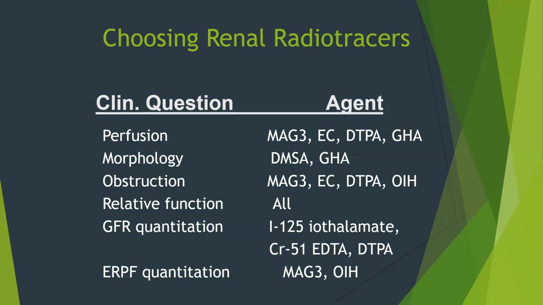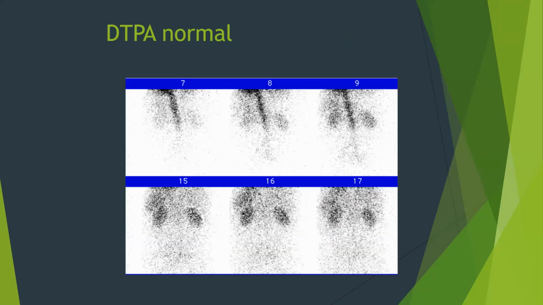For relative function, all the renal radiotracers can be used. For GFR quantitation, we can use I-125 iothalamate or chromium-51 EDTA or DTPA. And for ERPF quantification, we use MAG3, OIH, or EC. This is basically what a DTPA normal scan looks like. We can see the perfusion in the abdominal aorta, and we can see the tracer in both the renal areas.